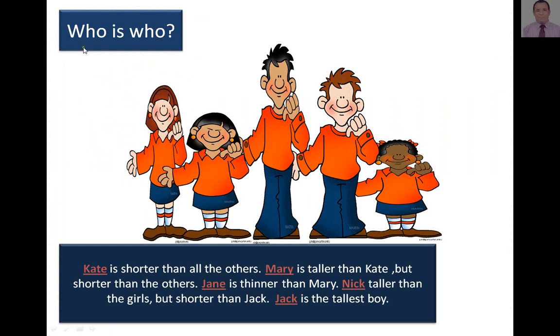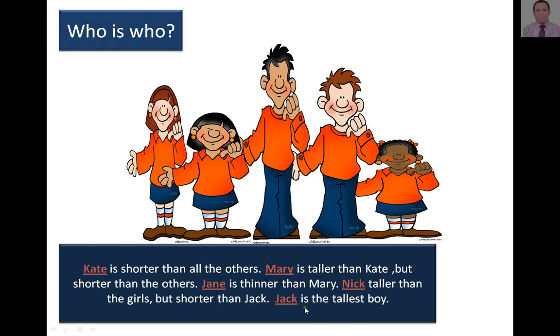This game is who is who. Okay, from this paragraph, after reading it, you can put the right name over each picture. We have here three girls, 1, 2, 3, and we have just two boys. Look, Kate is shorter than all the others. Mary is taller than Kate, but shorter than the others. Jane is thinner than Mary. Nick is taller than the girls, but shorter than Jack. Jack is the tallest boy.